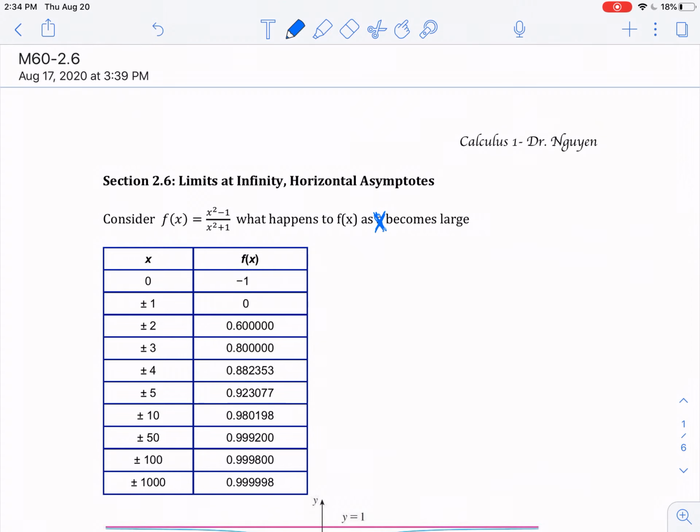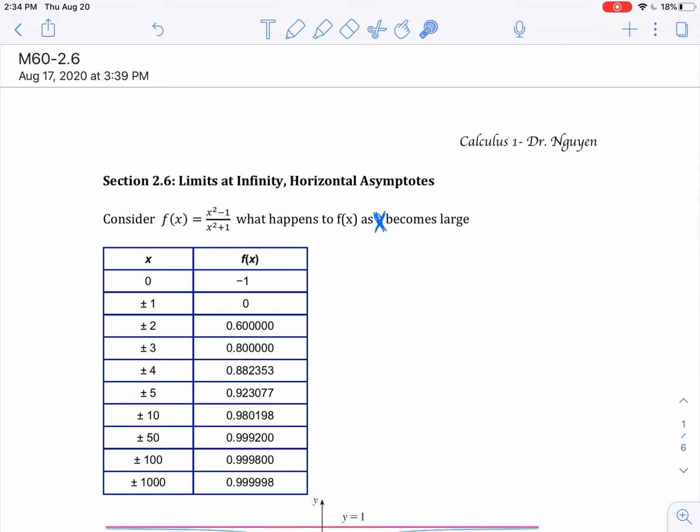For this section, we're going to talk about limits at infinity and horizontal asymptotes. Recall in section 2.3, we talked about vertical asymptotes. Horizontal asymptote is something completely different. Last time we talked about the limit of a function as x approaches some number equaling infinity. However, this time we talk about limits at infinity, pretty much when x becomes large, like this function right here.